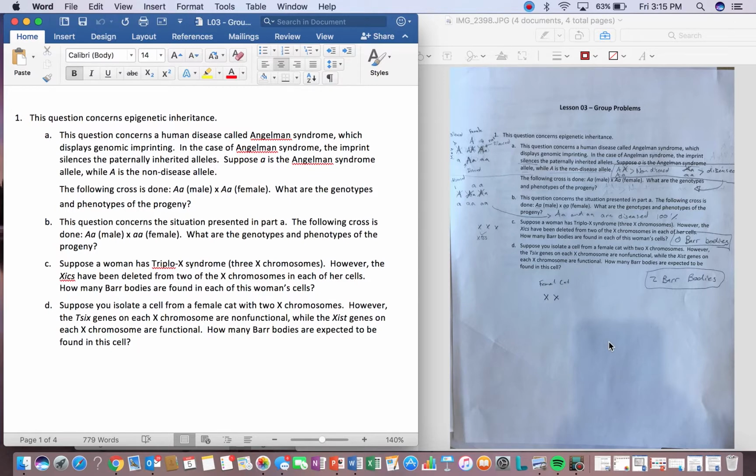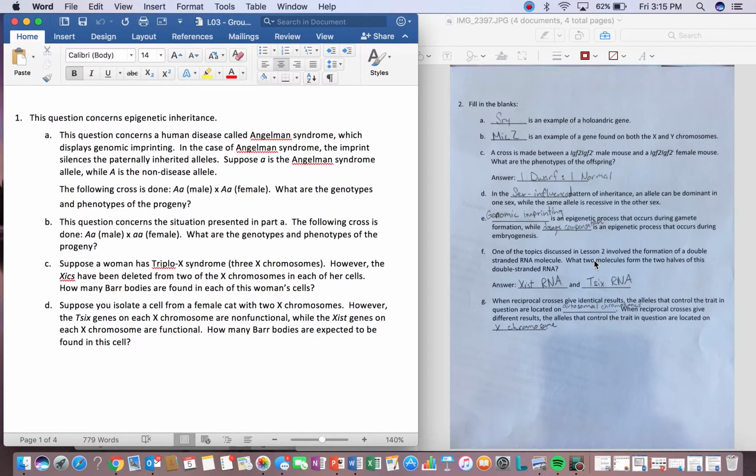And then for letter D, it says, suppose you isolate a cell from a female cat with 2 X chromosomes. However, the Tsix genes on each X chromosome are non-functional, while the Xist genes on each X chromosome are functional. How many Barr bodies are expected to be found in this cell? And just from the readings, we learned that the Xist genes, as well as the Tsix genes, are complementary to each other, and so we would end up with 2 Barr bodies. And this leads us to our next question.